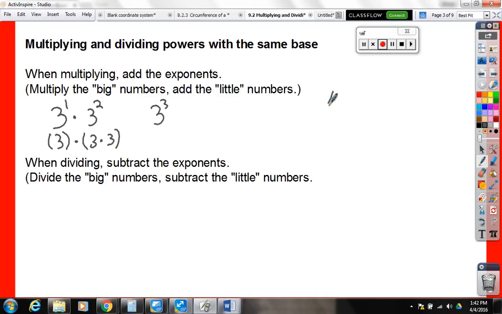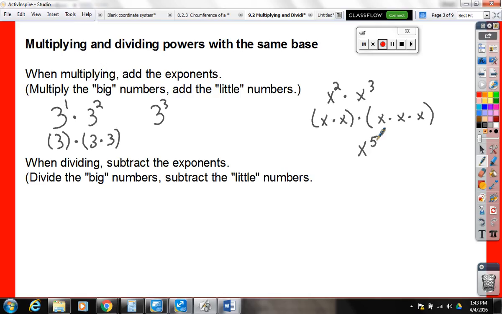Say I have x squared times x to the third. x squared means that I multiply x times x. X times x is x squared. X to the third means x times x times x. So we have x times x times x times x times x. We have x multiplied by itself how many times? 5 times. So this is x to the fifth. That's why you add the exponents. So you don't do anything with the big number. Not in this case, you don't.